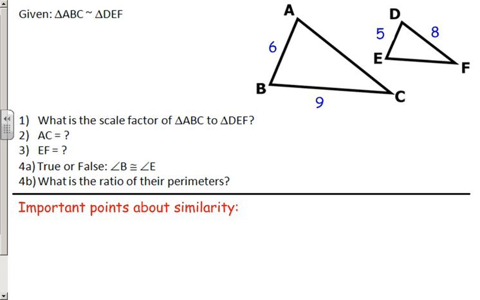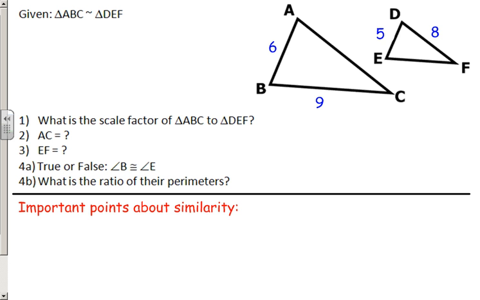All right, so the first question that we're going to look at is numbers 1 through 4b. And basically, this is a good question to really tell you what similarity is. Okay, similarity, same shape, different size. Okay, similar figures, triangle ABC and triangle DEF.